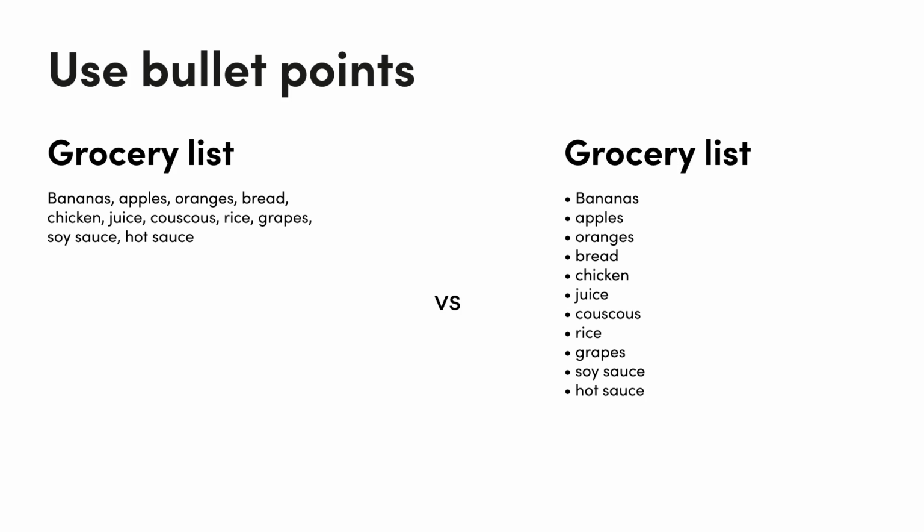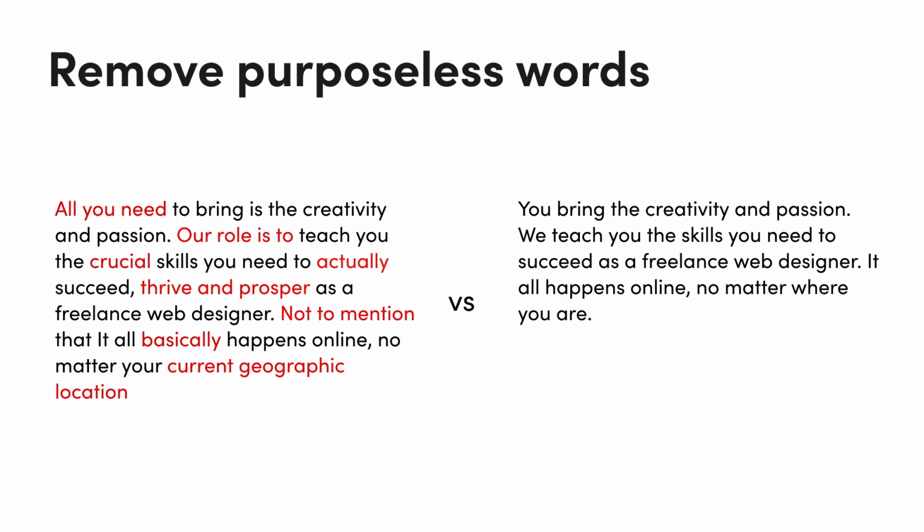If you can break things down into bullet lists or lists in general, that would also make things way easier to consume and scan. If you can make the text in general shorter by not using all of these purposeless words, that would make the text shorter, increasing the chance of people actually reading the text.